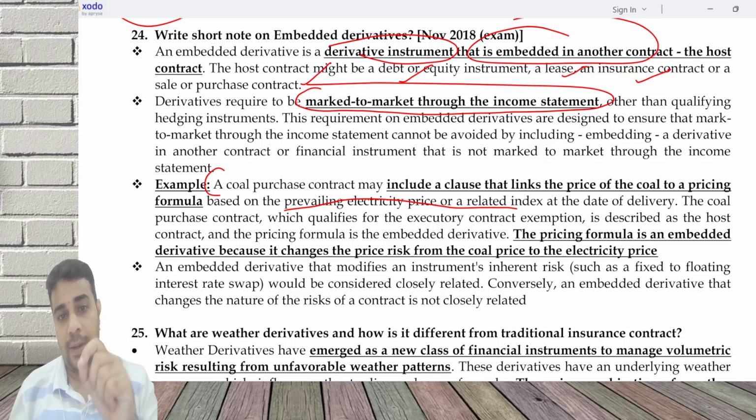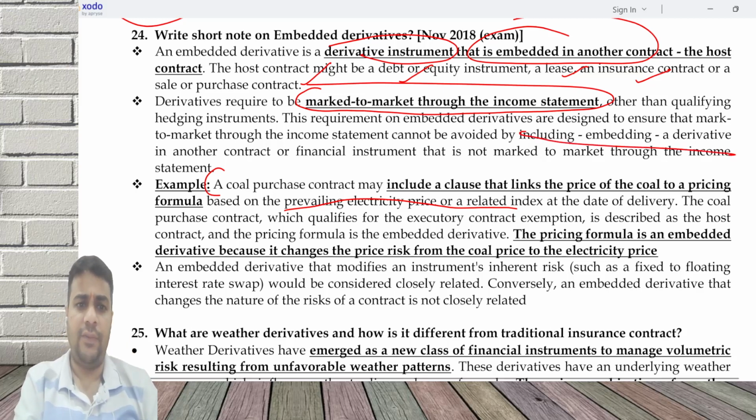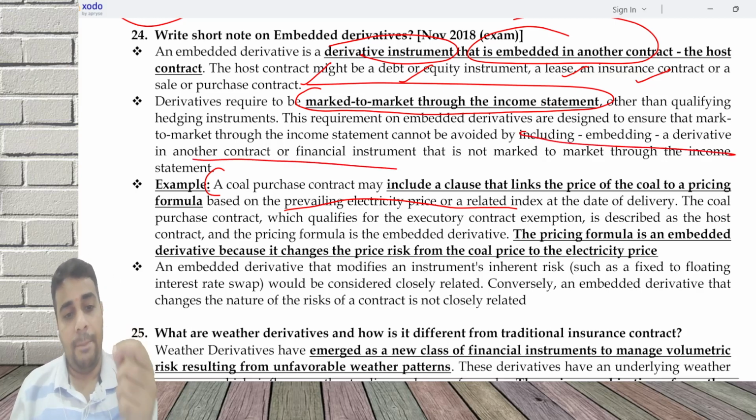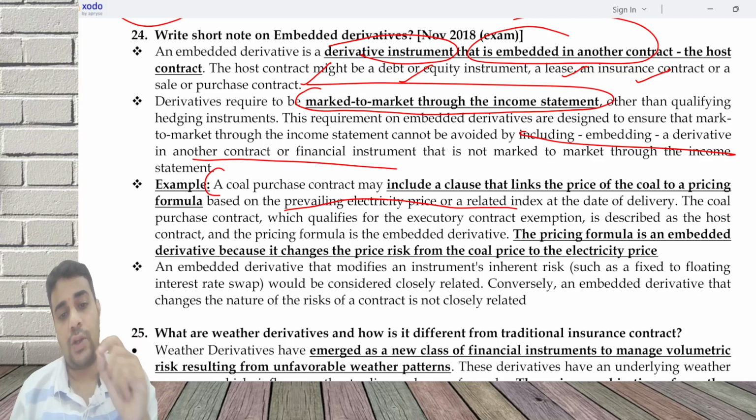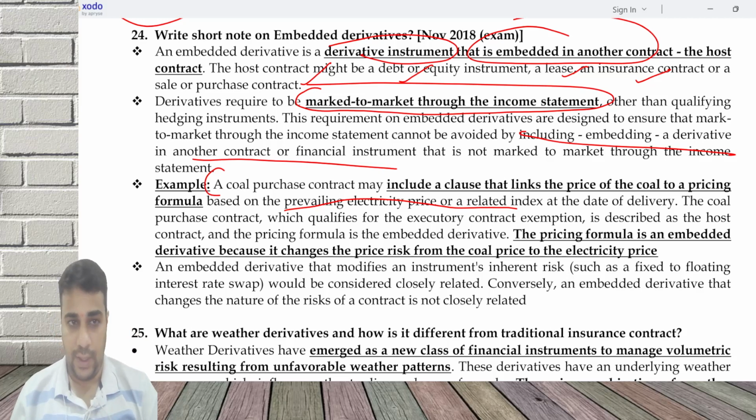This requirement on embedded derivatives is designed to ensure that mark to market cannot be avoided. You cannot avoid this by including a derivative in another contract. An embedded derivative that modifies the instrument's inherent risk would be considered closely related. An embedded derivative that changes the nature of the risk is not closely related. So there are two types of embedded derivatives. One is a closely related embedded derivative, and another one is a not closely related embedded derivative.